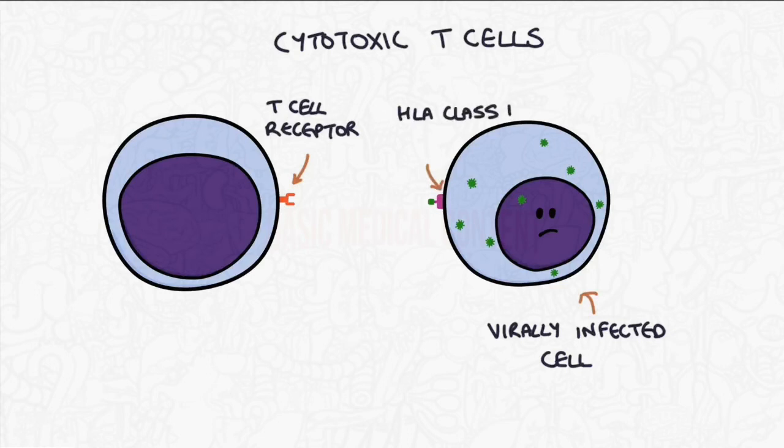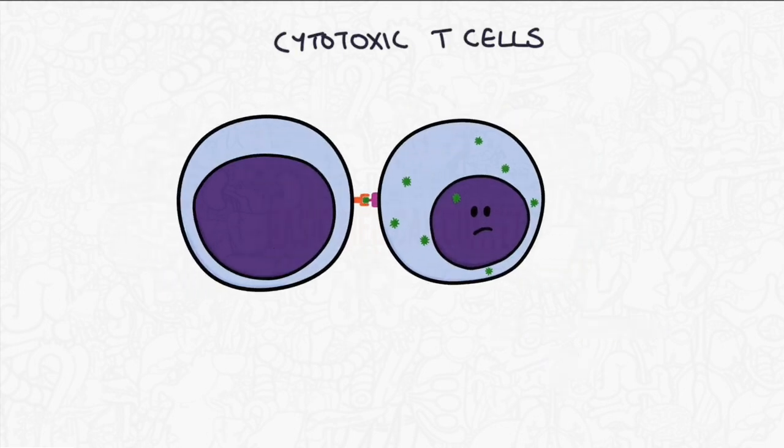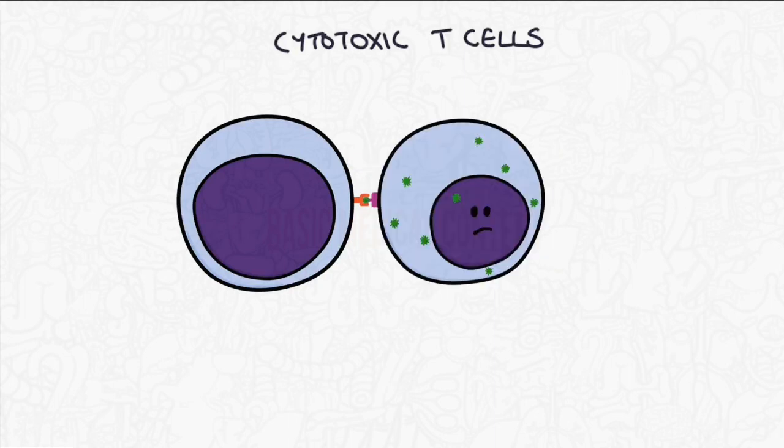Once they're attached to the virally infected cell, they have two killing mechanisms that they can choose from. The first is called granule exocytosis, where they basically spray the infected cell with enzymes that destroy the membrane and lead to cell lysis and cell death. The second is they can activate the FasL molecule. The FasL molecule is like a self-destruct switch that, once it's activated, causes the cell to undergo apoptosis.